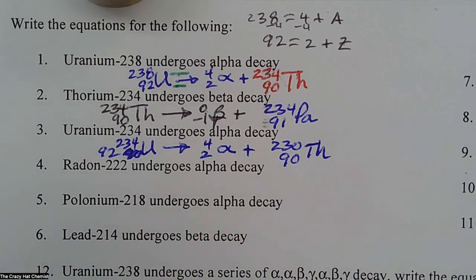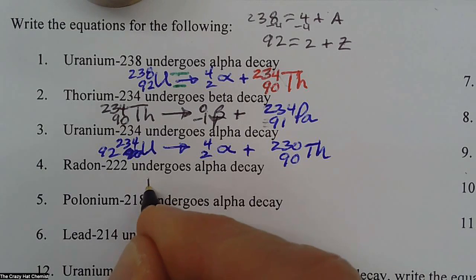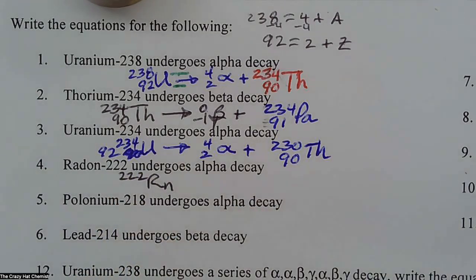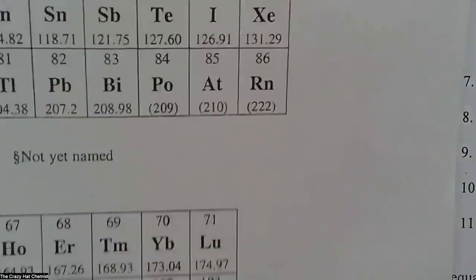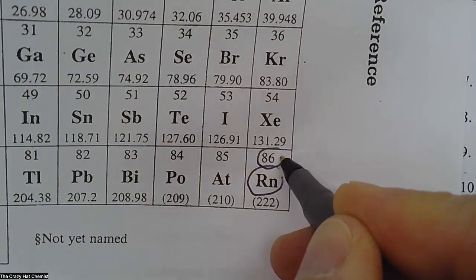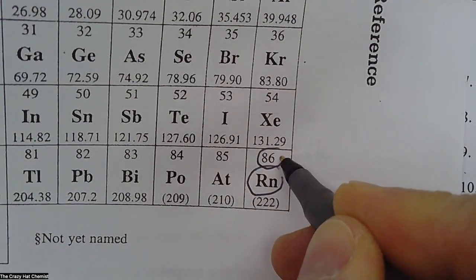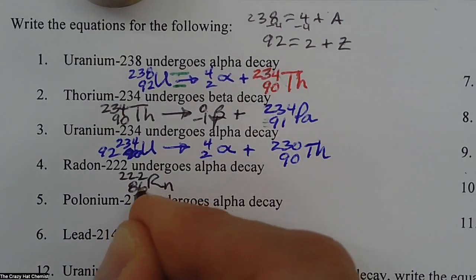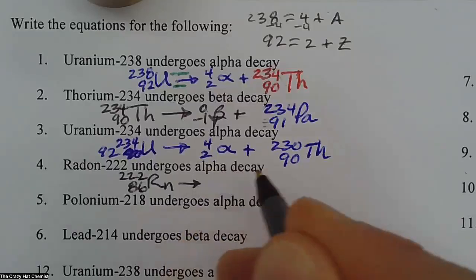The next one is radon-222. Radon is Rn, and that's 222. Just to double check, we're going to find radon on our periodic table. There's radon. That is atomic number, element number 86. So we're going to write that down here. So 86 undergoes alpha decay.